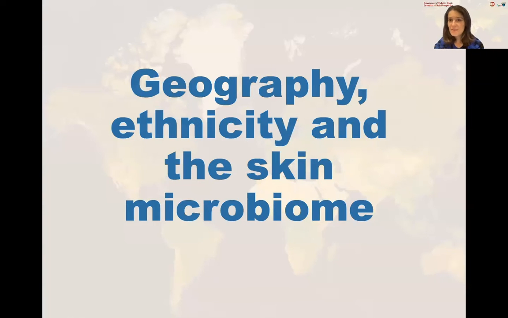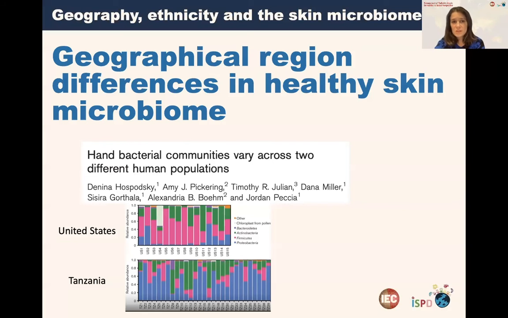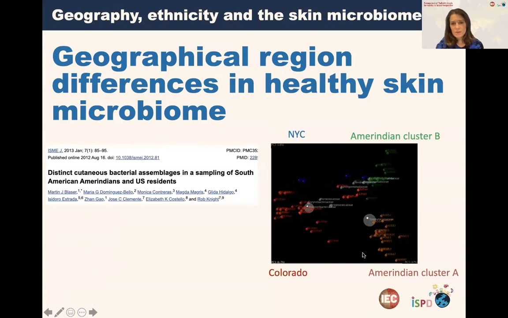And as we have people from all over the world at this conference, I'll now speak a bit about geography, ethnicity, and the skin microbiome. There have been a few studies comparing the skin microbiome of individuals with healthy skin across different countries and different geographical regions. This study, for example, showed differences in the healthy skin microbiome from individuals from the United States compared with Tanzania. And here, comparing individuals from different parts of the United States, as well as individuals from South America, showing that individuals clustered based on their geographical region.